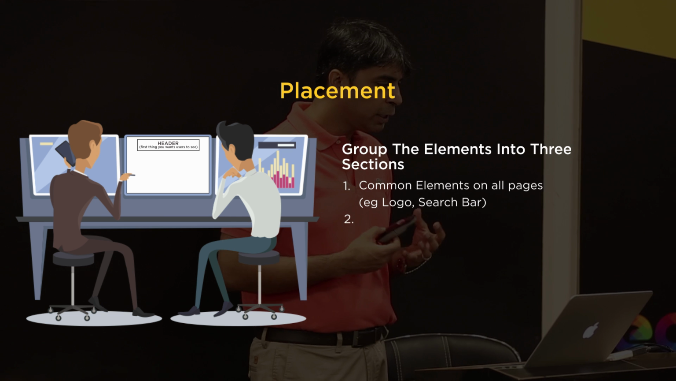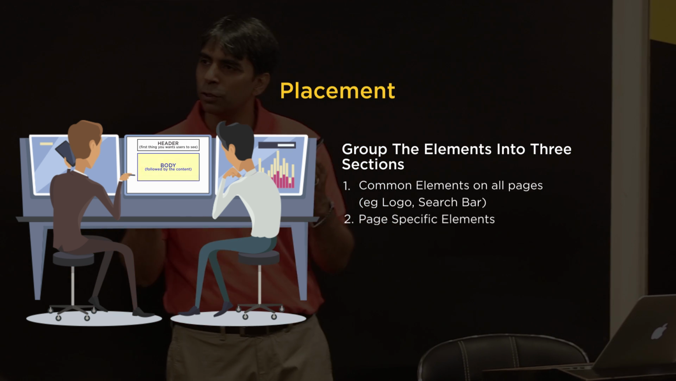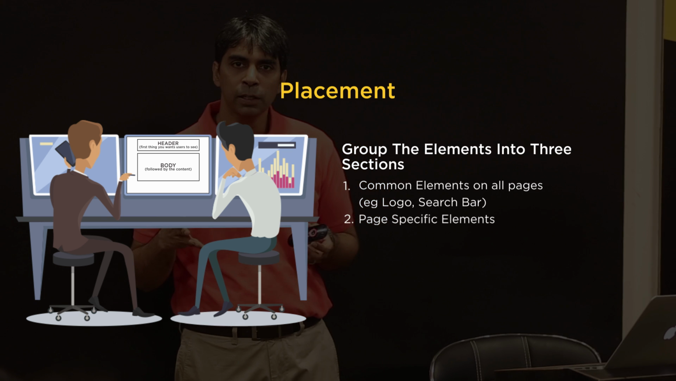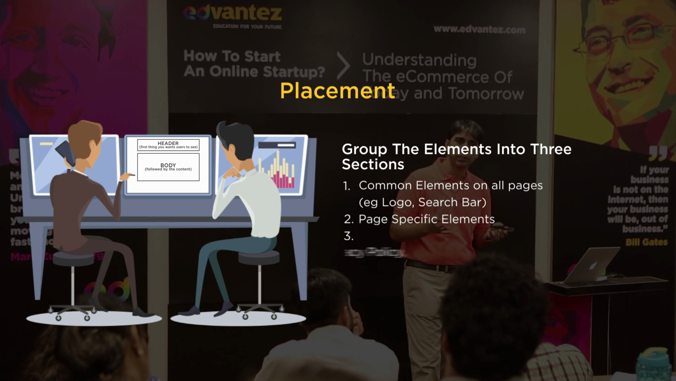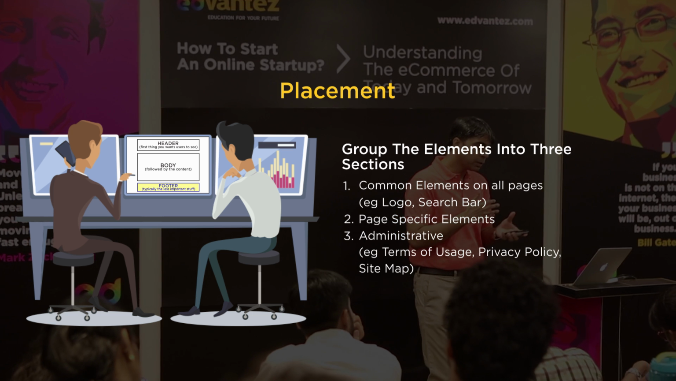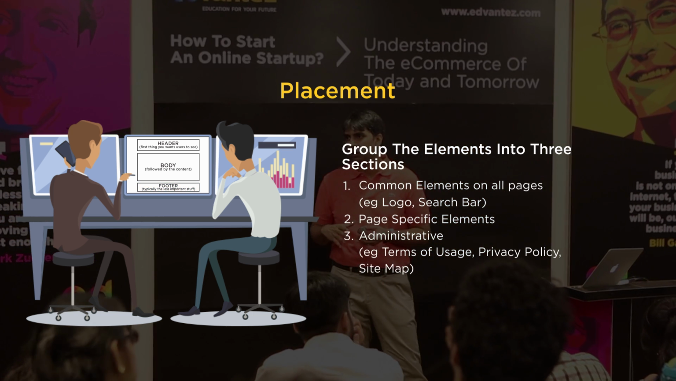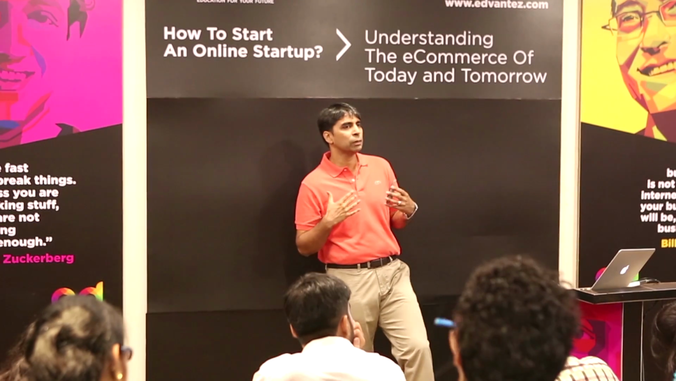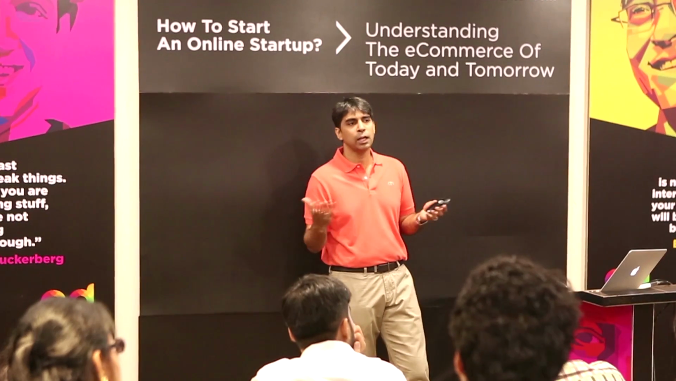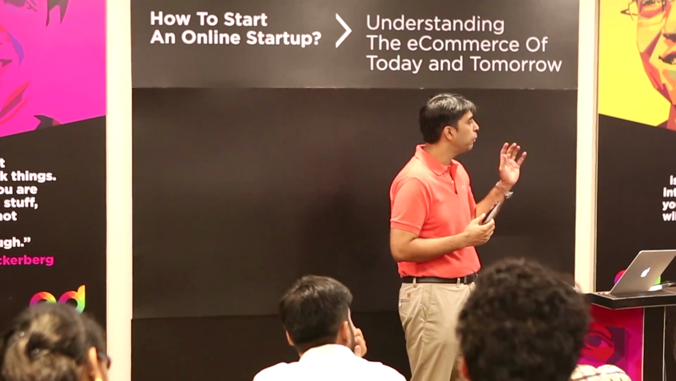Then there are your page-specific elements, what you want to show on that page. Usually that is your body. And some common administrative elements, your contact us, your about us, your terms of usage, etc., go in your footer. This is common. This is not something we're coming up with. Probably more than 99% of web pages out there follow this placement. So you do not put something that belongs in the body in the header, and something that belongs in the header in the body. You can only do that if you list the elements and then decide where each is supposed to fit.